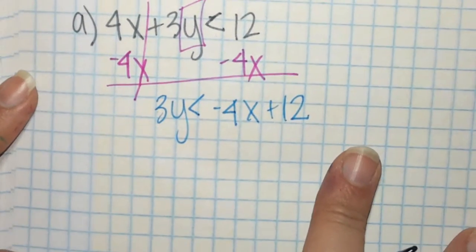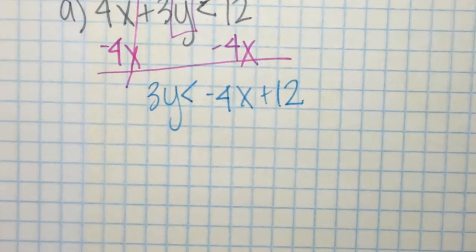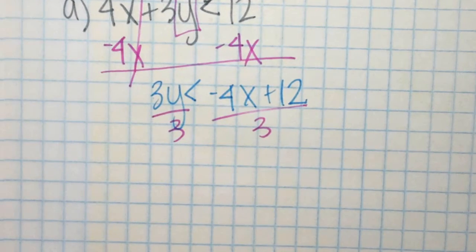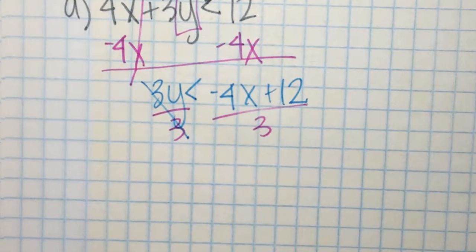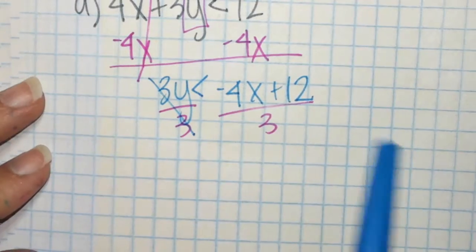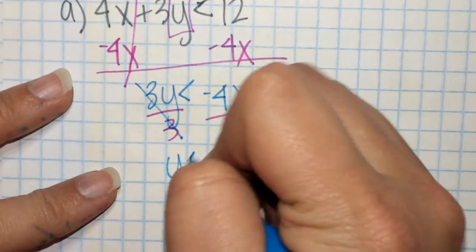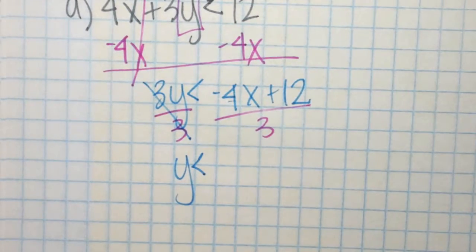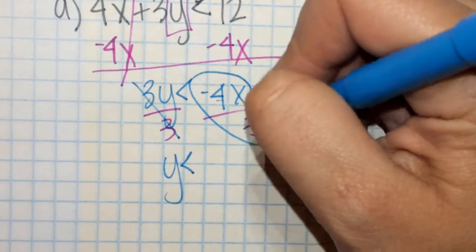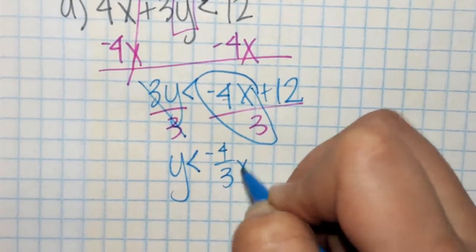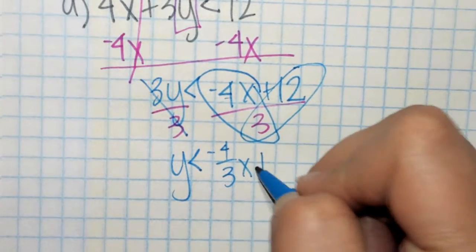Okay, now what do I do from here? Divide by 3. Very good. Give yourself a point. Do I flip my sign this time? Why? Because it's not negative. The 3 is positive, so I don't flip my sign. Give your team a point. Alright, so y is less than. Now, do I divide both of these by 3 or just one of them? Both. Does 3 go into negative 4? So what do I leave it as? Negative 4/3 x. And what is 12 divided by 3?